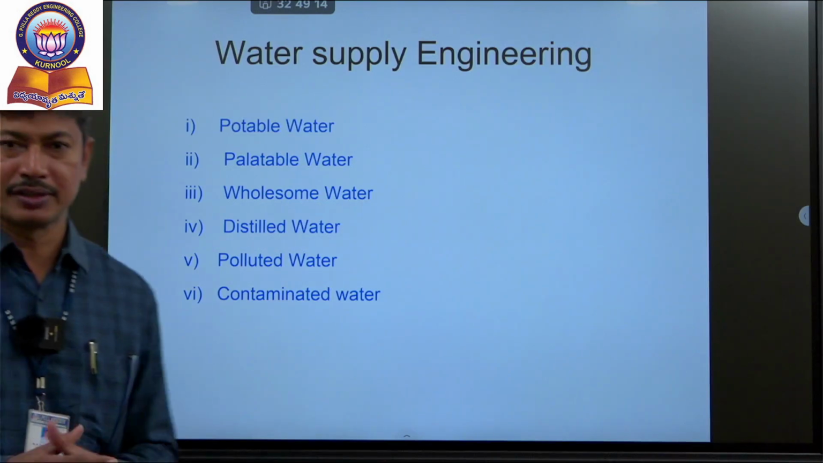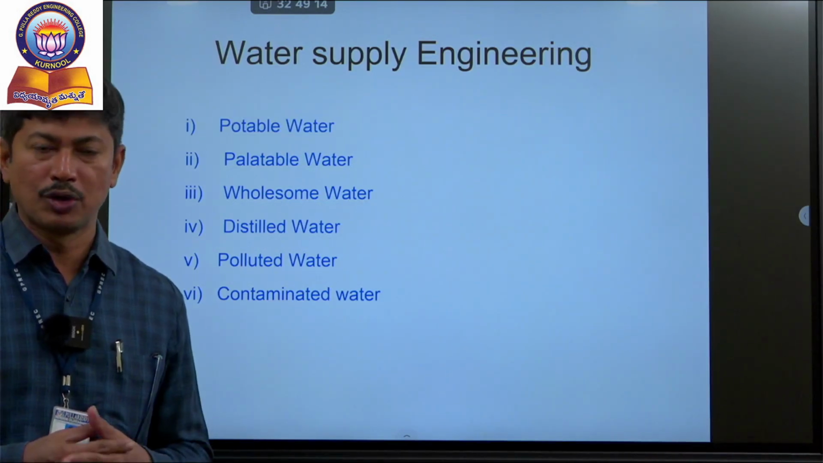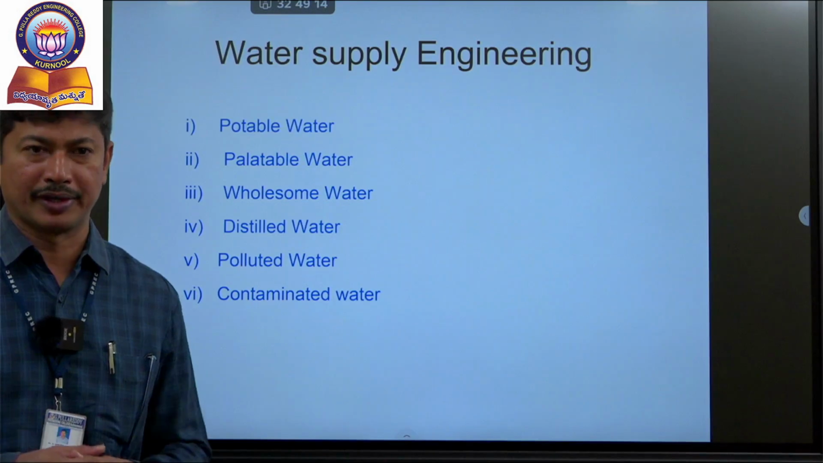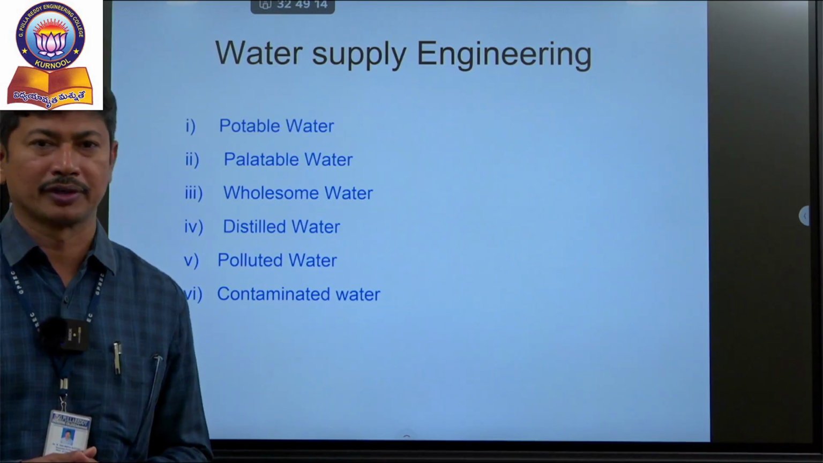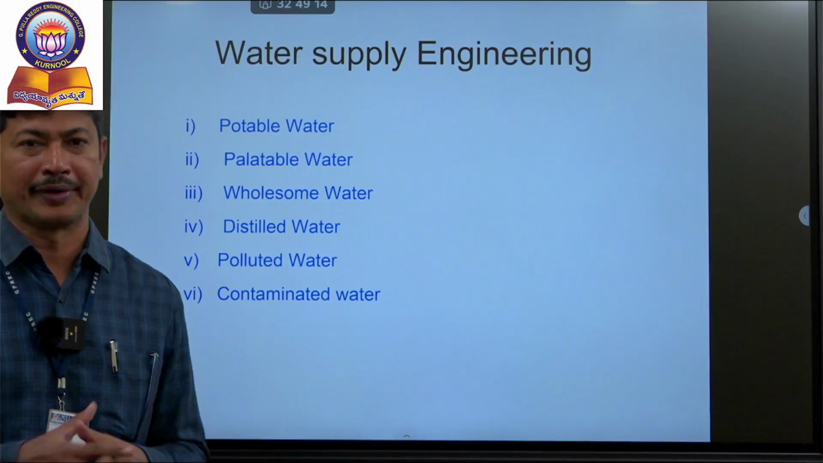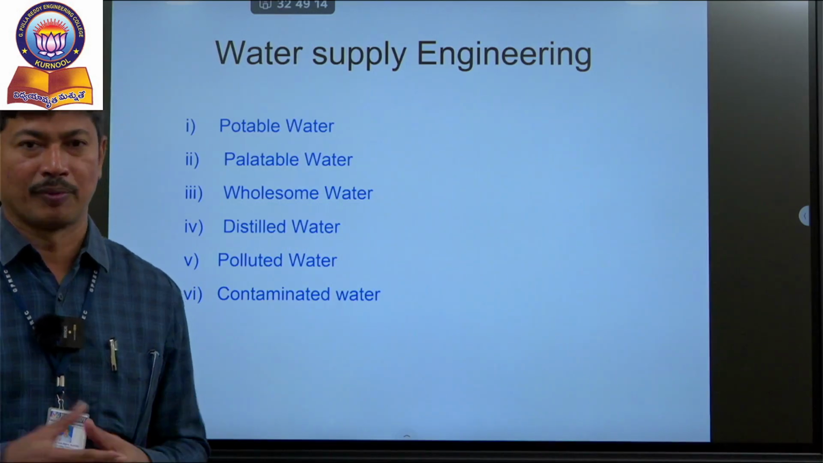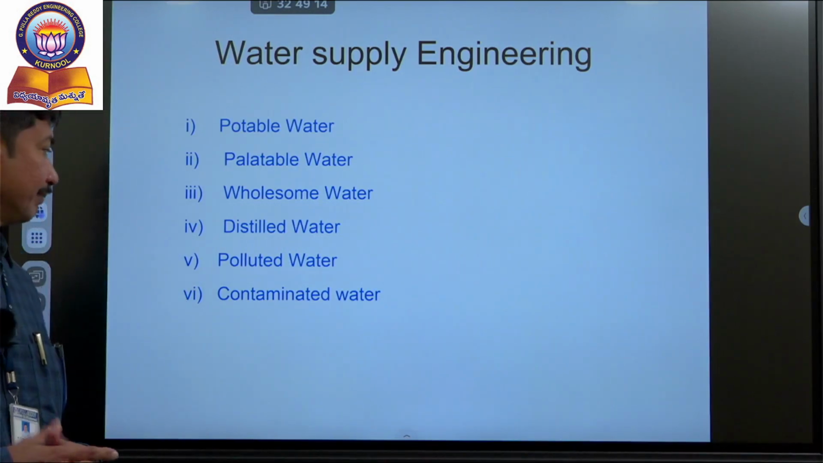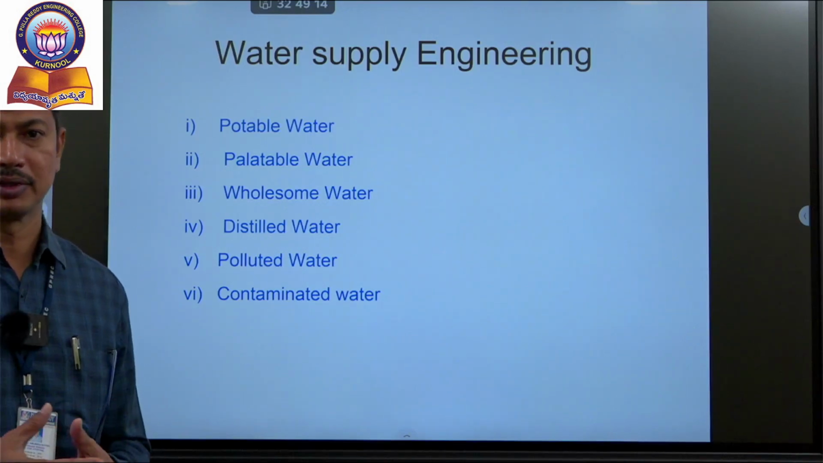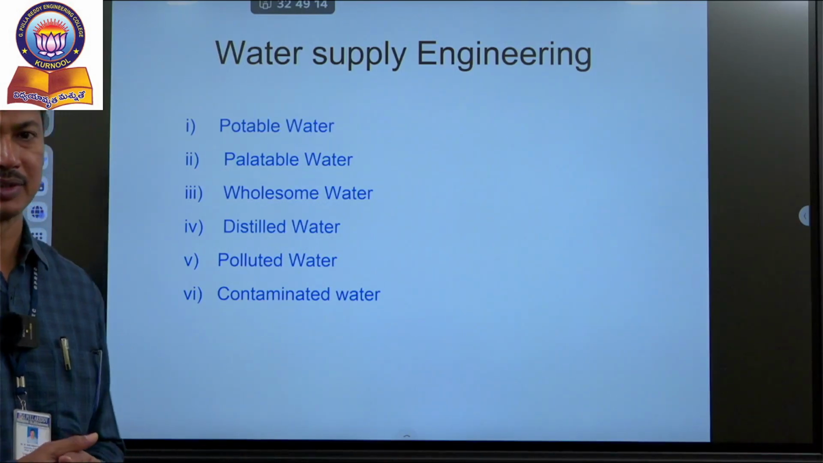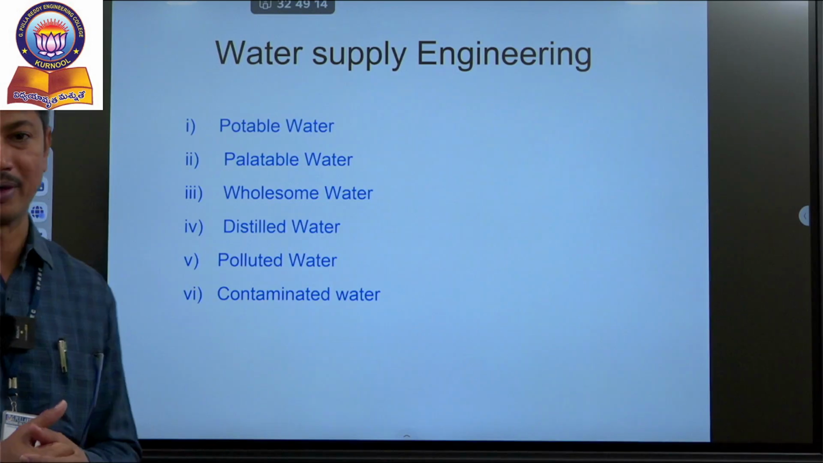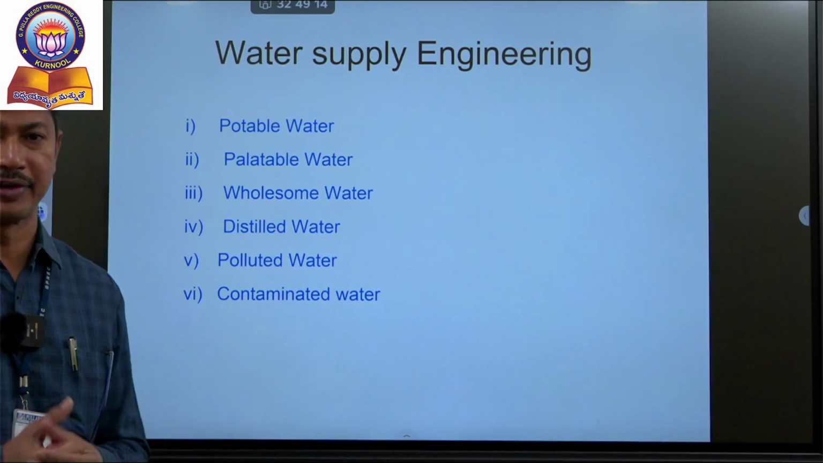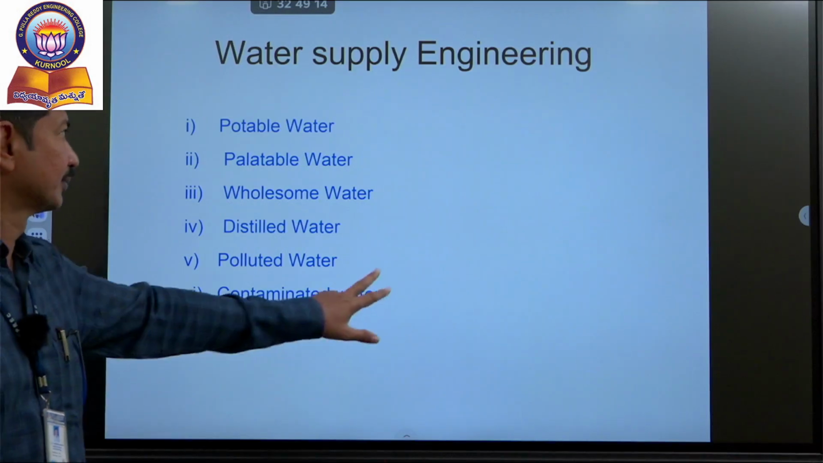Distilled water is pure water but not suitable for drinking. When we consume distilled water, some minerals dissolve out of our body, so our body loses some minerals. Polluted water is polluted by various kinds of waste. Contaminated water is also unfit for drinking purposes.